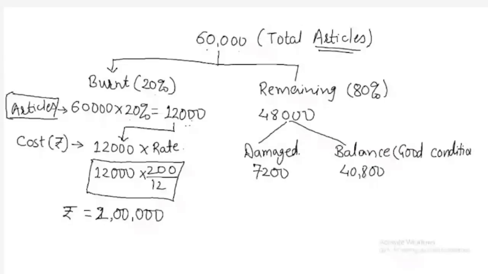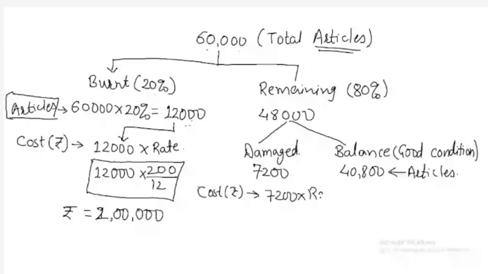Not burned, not damaged. So they are in good condition. Now the 7,200 and 40,800, what it is? Is it rupees or it is article? 7,200 and 40,800. They are articles. We want cost. Iska cost nikal ke, this is in good condition. So cost is not required here, but cost is required for 7,200. Cost rupees 7,200 multiplied by rate.